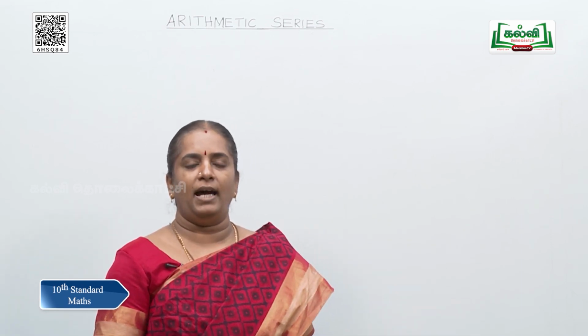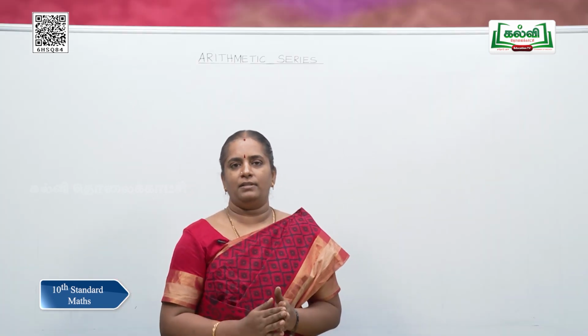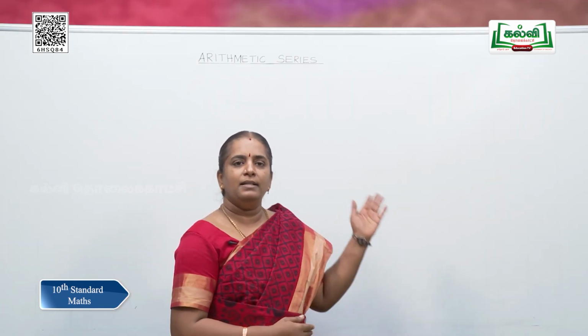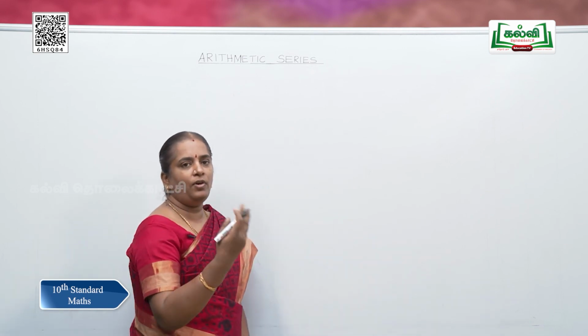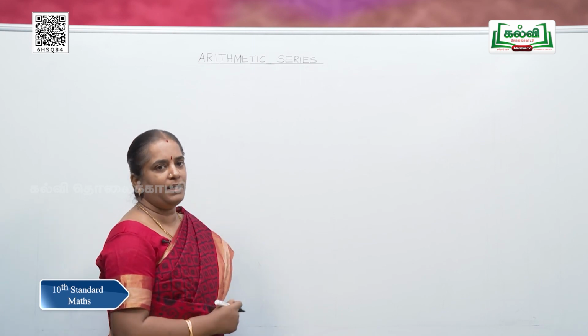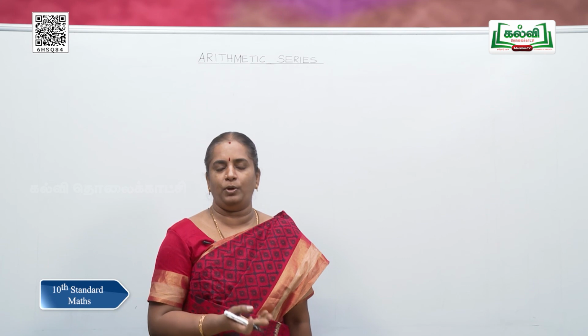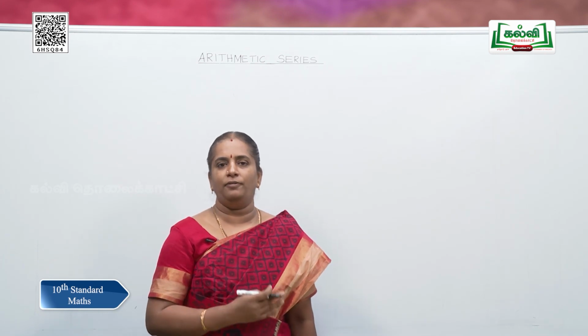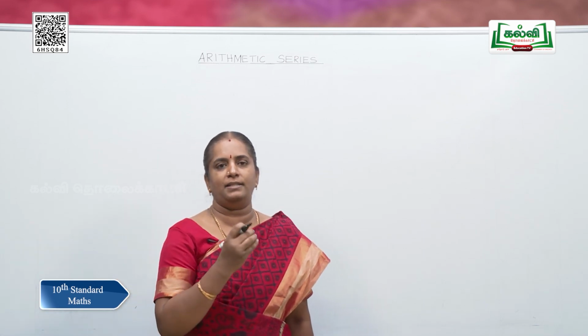Now let us go to the next one, which is adding up all the numbers in the arithmetic sequence. If you add the terms of the arithmetic sequence, we will be getting the arithmetic series. That is, arithmetic series is nothing but the sum of all terms of an arithmetic sequence. If we take a finite sequence in an arithmetic progression, that is n number of terms in an AP, then we will be having a finite series.